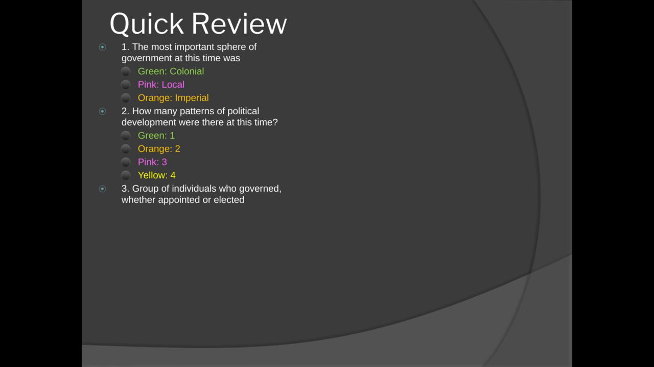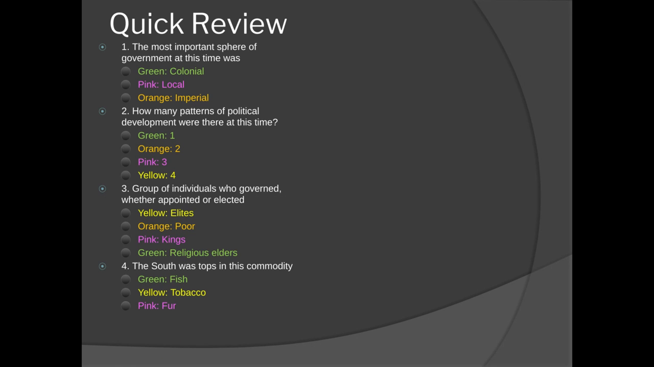Number 3, the group of individuals who governed, whether appointed or elected, were who? Elites, the poor, kings, or religious elders? I will give you the answers in a second. The South was tops in this commodity, and a commodity is just a product. Fish, tobacco, fur, or deerskin. Now I'm going to give you the answers from 1 to 4.